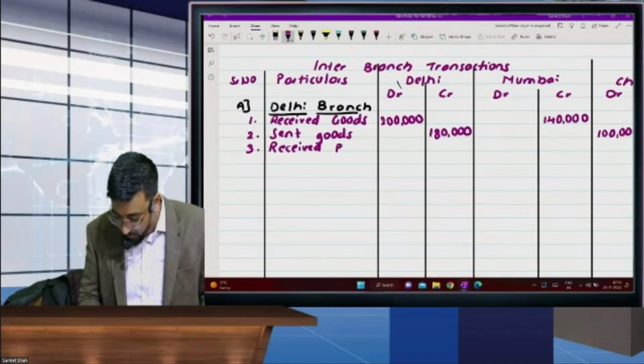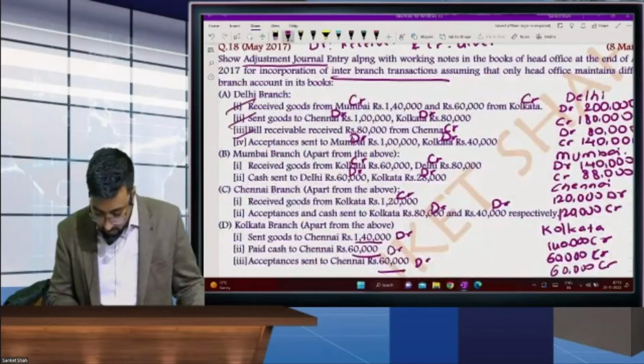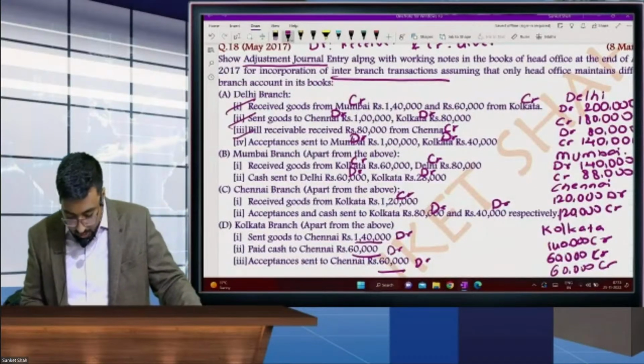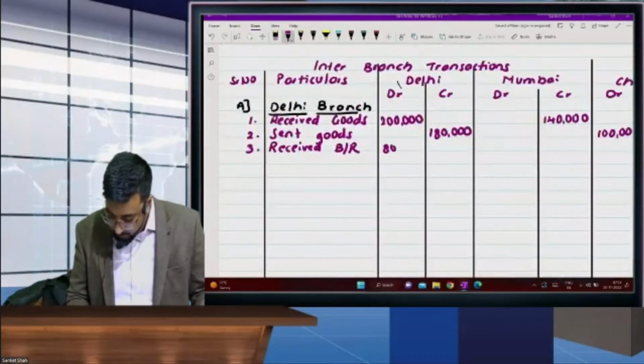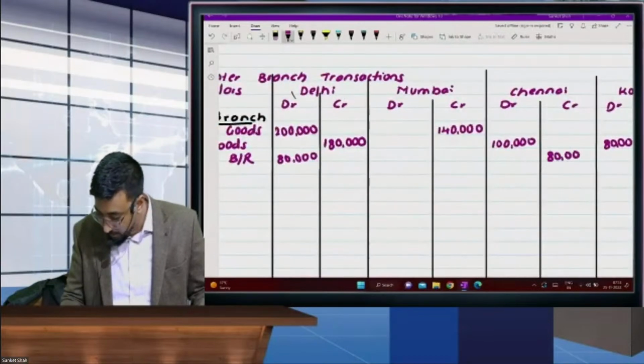Number three, received bills receivable. 80,000 Chennai credit, Delhi debit. 80,000 Chennai ko credit karenge, Delhi debit, Chennai credit.